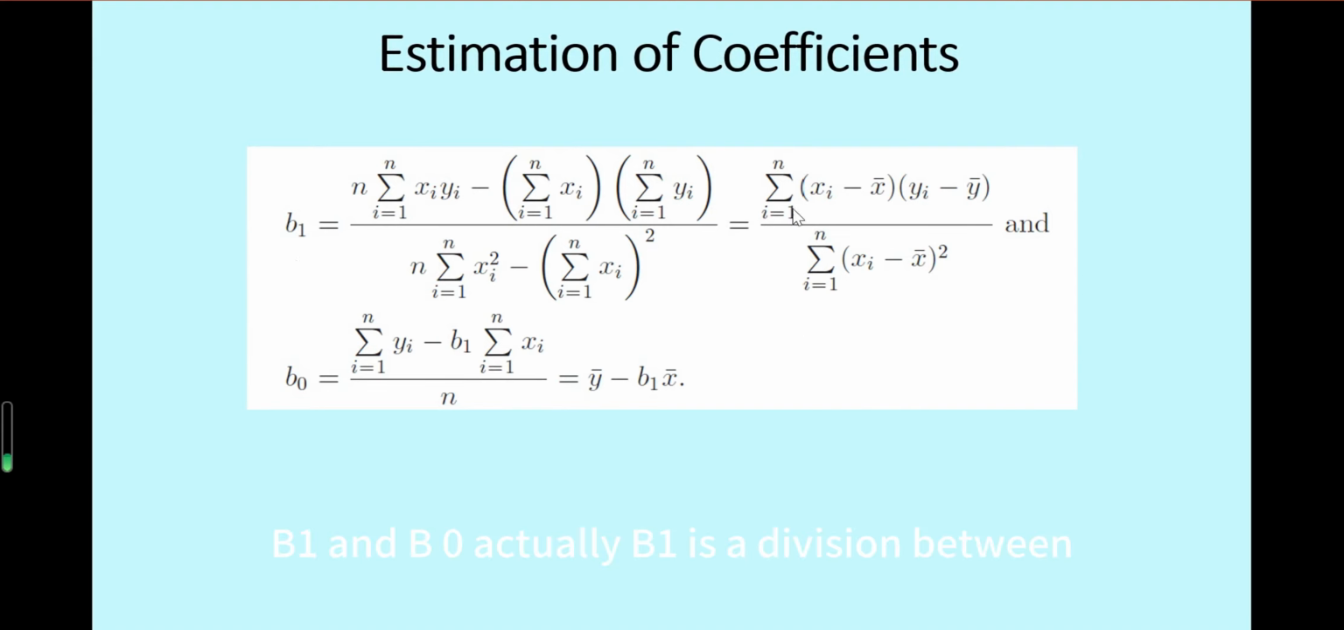Actually b1 is the cross product between x and y divided by the second moment of x with the mean of x. And b0 is a very simple form.